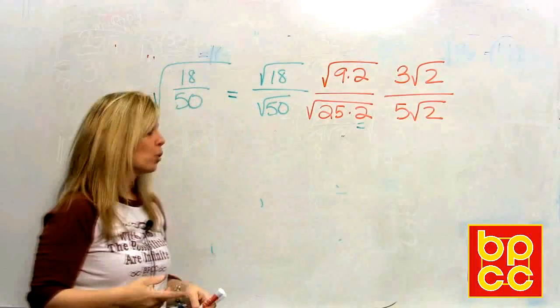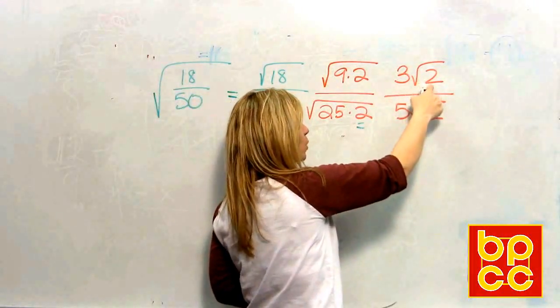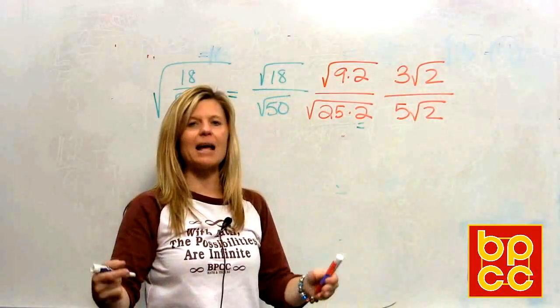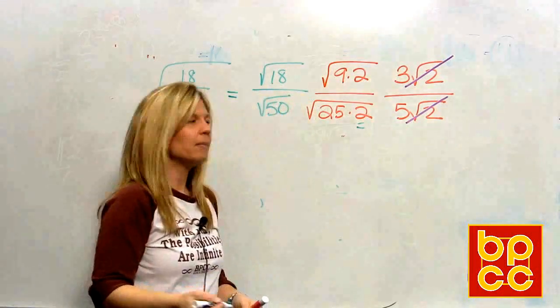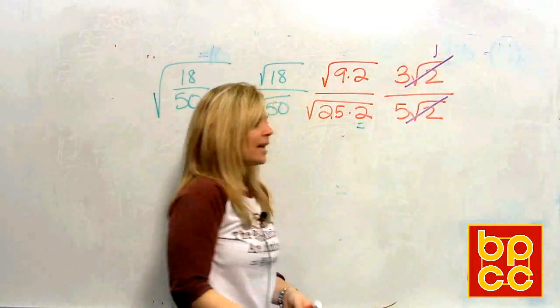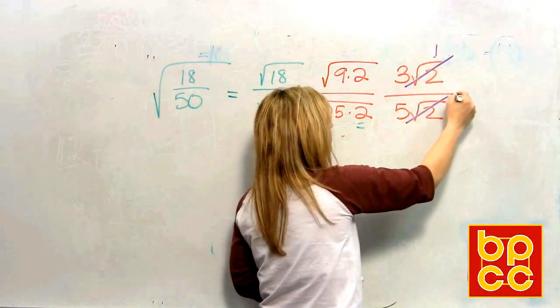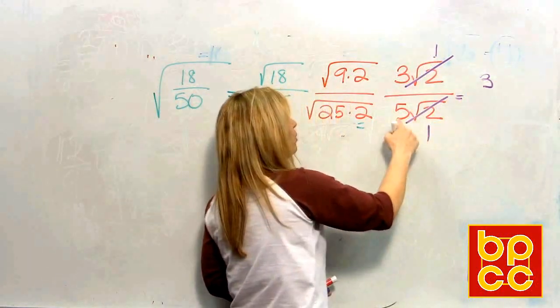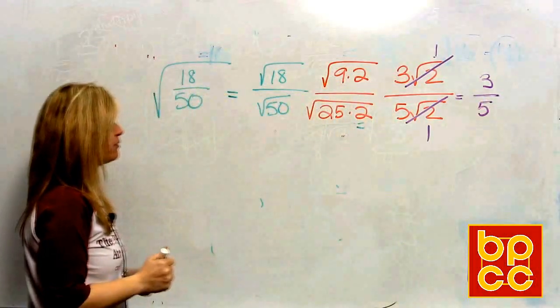So what can we do? We can divide. We've already learned, if you divide the square root of 2 by the square root of 2, you're dividing the same thing. What happens when you divide the same thing? It cancels out. It makes the number 1. Is there any reason that you put that 1 there? No, because what's 3 times 1? That's still 3. And what's 5 times 1? That's 5. So the answer is 3/5.